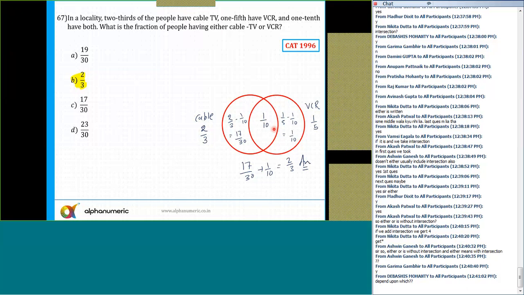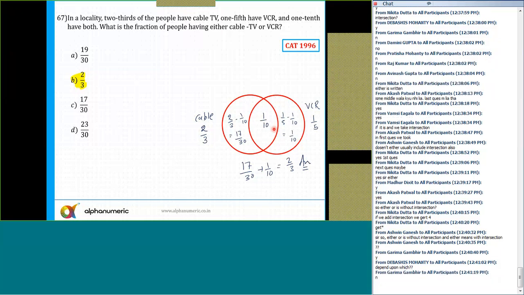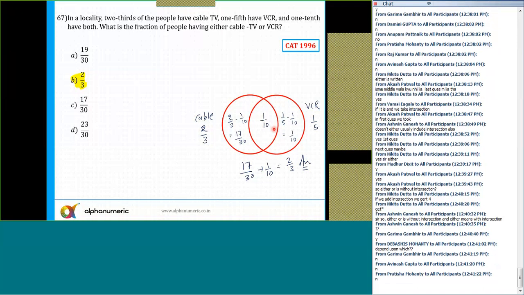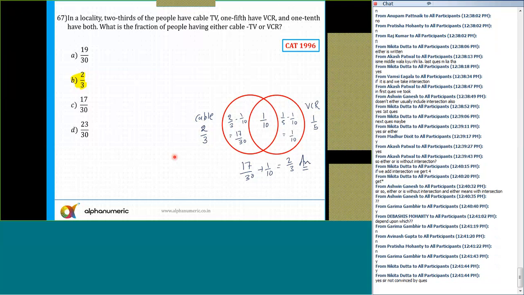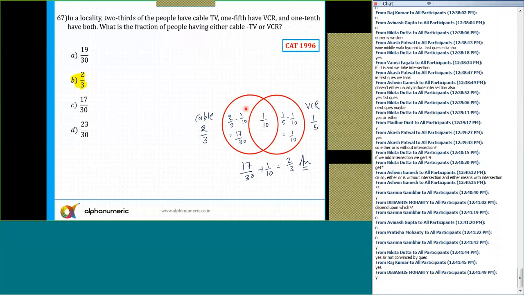Any doubts to anyone now? Okay, let's move on. But I think the better wording should be used in the CAT also, to avoid any confusion. They should have mentioned either cable TV or VCR but not both. Ideally, they should have mentioned it like this so that there isn't any confusion at all. What I believe is here. Okay, so can we move to the next slide?